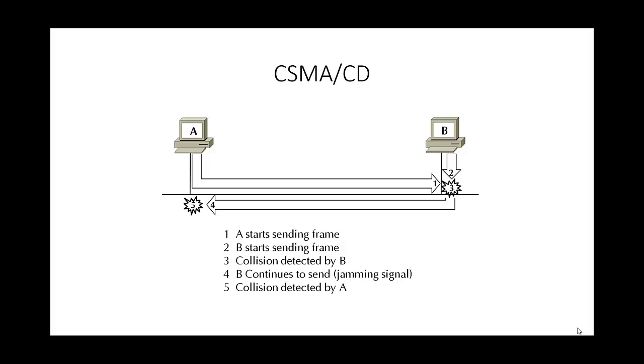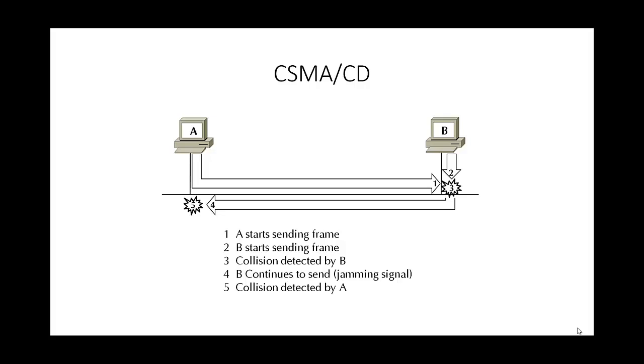It can happen that two stations that detect no traffic on the channel both start to transmit. In this case, the signals will overlap and the frames will subsequently be corrupted, and this is what's known as a collision. Each station can detect overlapping signals because the voltage on the cable increases. When a station detects a collision, it broadcasts a jamming signal to ensure that any other station also sending a frame gets to detect the collision, as you can see on the screen.